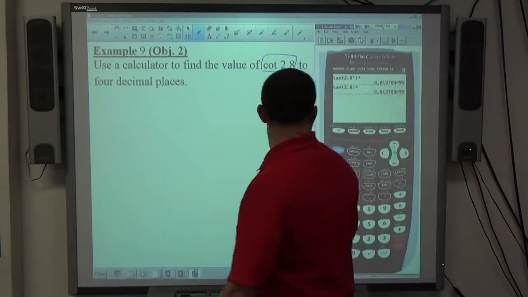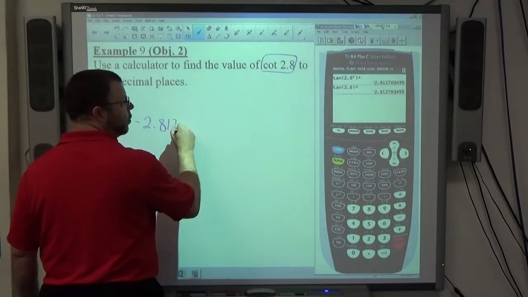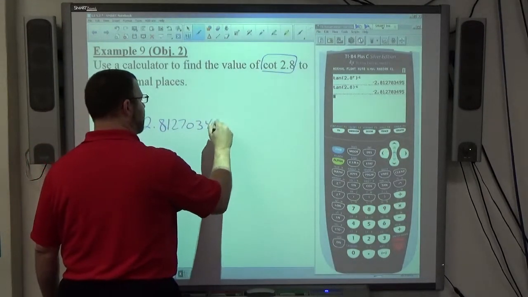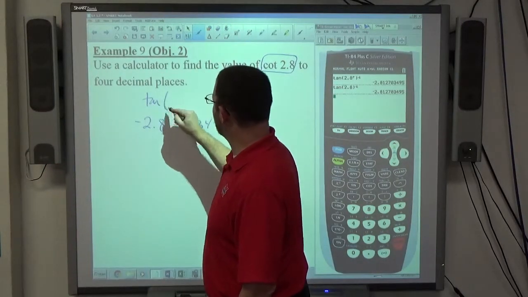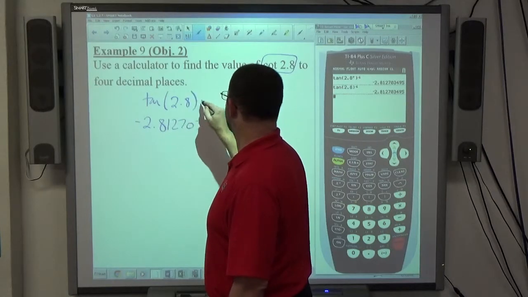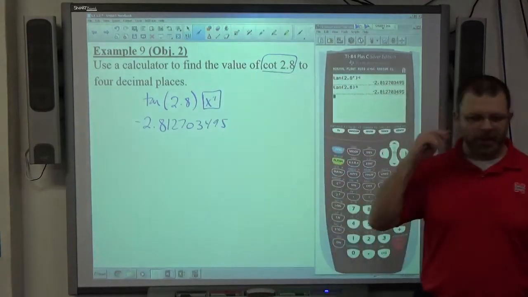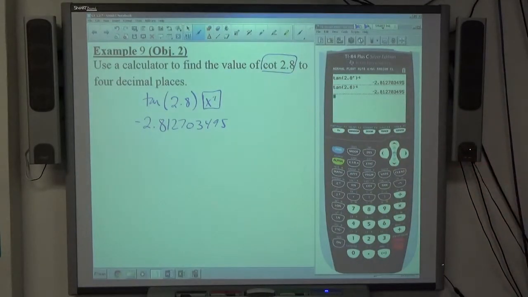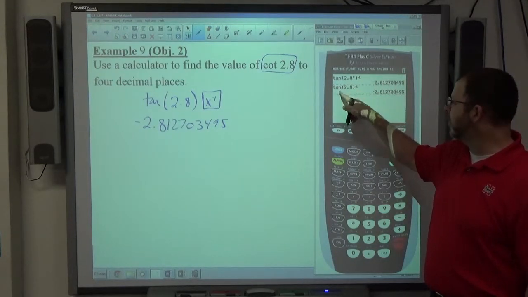It does say to 4 decimal places, so negative 2.8127, and 03495 is the outcome. And again, maybe I want you to write what you typed in your calculator to see that you understand the relationship between tangent and cotangent there. So it is cotangent. I have to type in tangent to do it. And again, the end parentheses is required. Do not just type in tan 2.8.